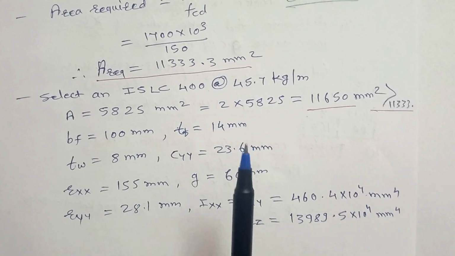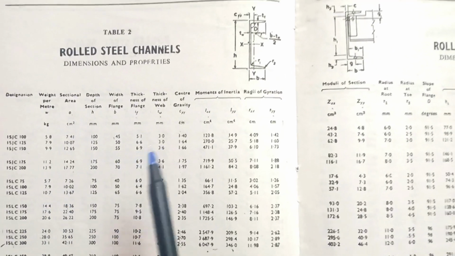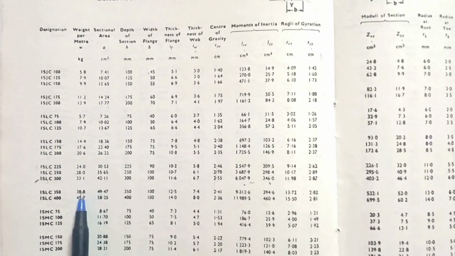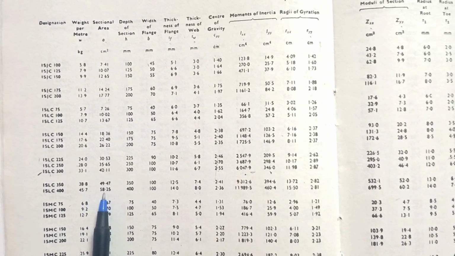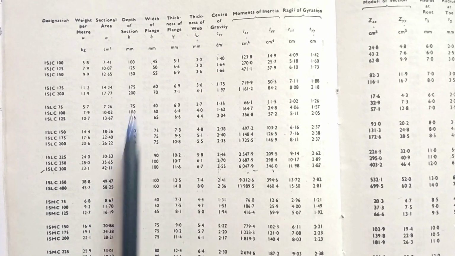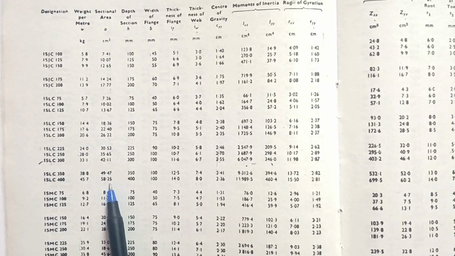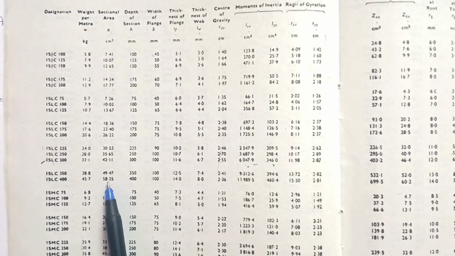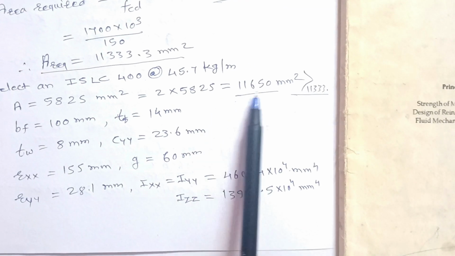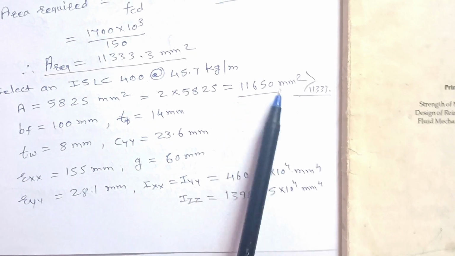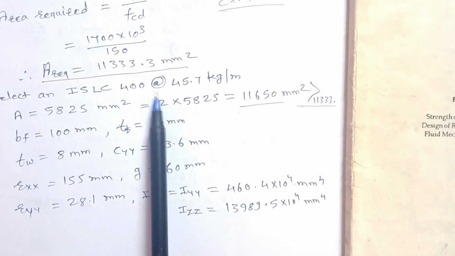You can see in the steel table, this is the channel section, and I have taken this ISLC 400. You can see here the sectional area 58.25 centimeter square, so it is around 5825 millimeter square. If you multiply it by 2, we get the total area just greater than our area required. That's why we have selected ISLC 400.